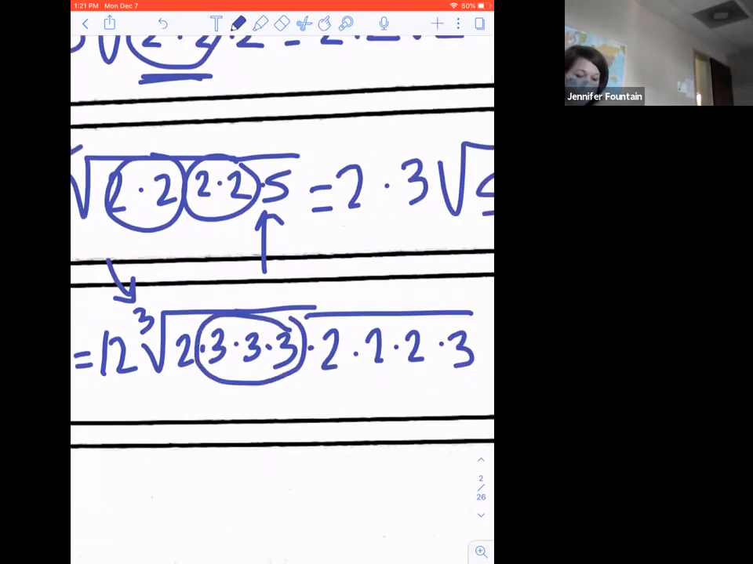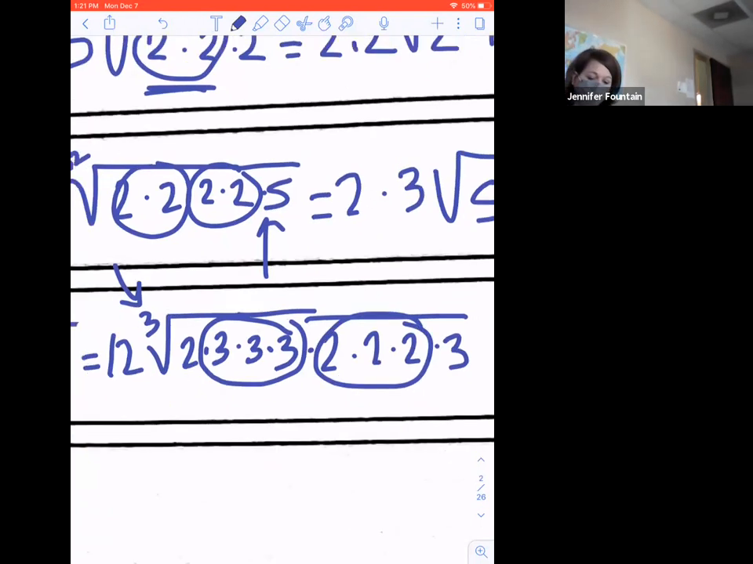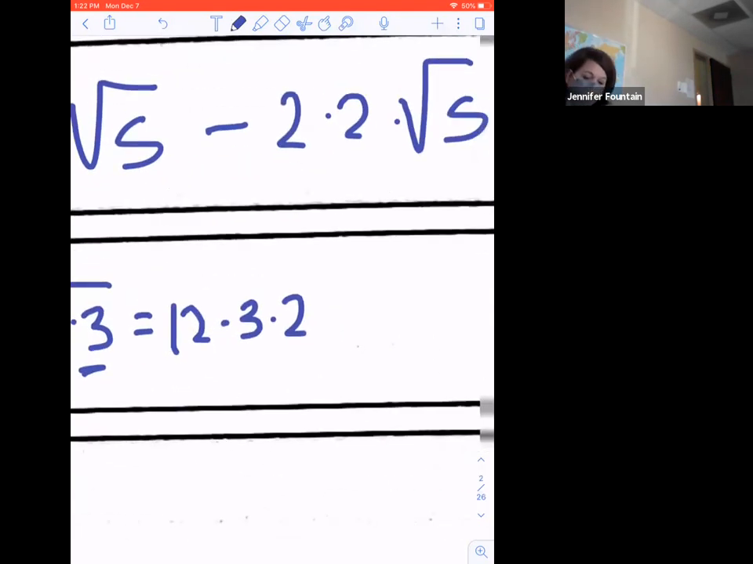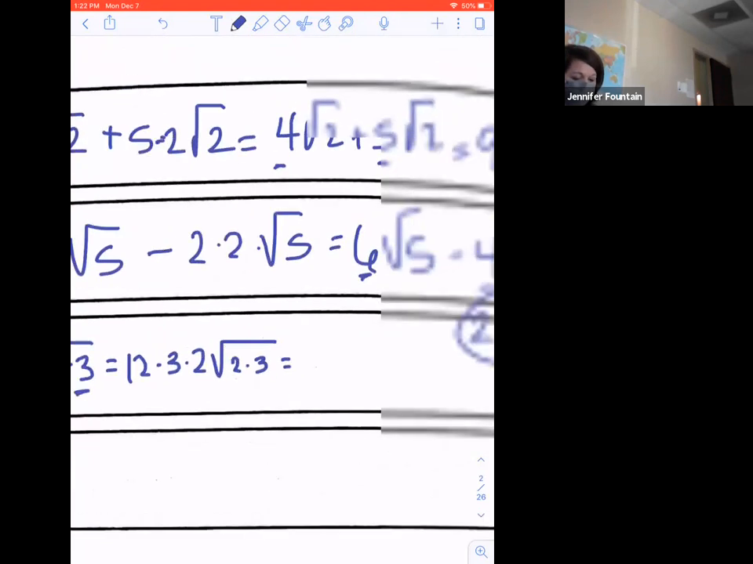So I've got 1, 2, 3 threes, 1, 2, 3 twos. So I can pull a group of 3s out and a group of 2s. I already had a 12, so I can't forget it. So I'm going to multiply that by the 3 I pull out and by the 2 I pull out. Okay. What is still left under the radical that cannot be matched? I have a 2 and a 3, right? So underneath my radical, I have 2 times 3. I don't have 3 of either of those, so they can't come out.